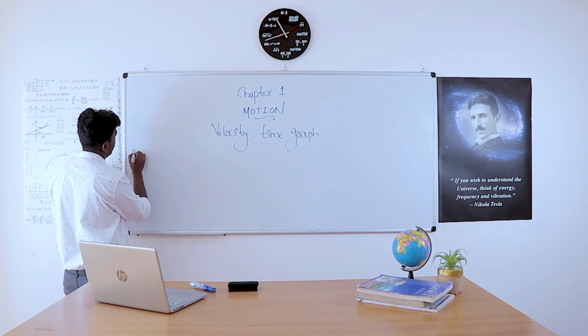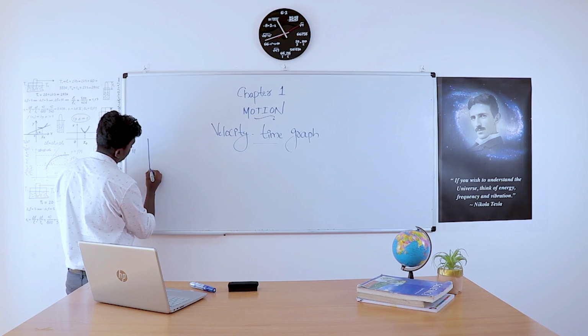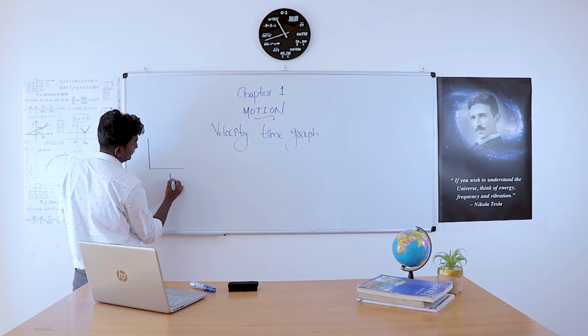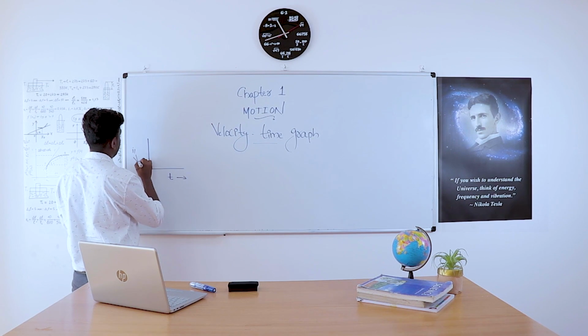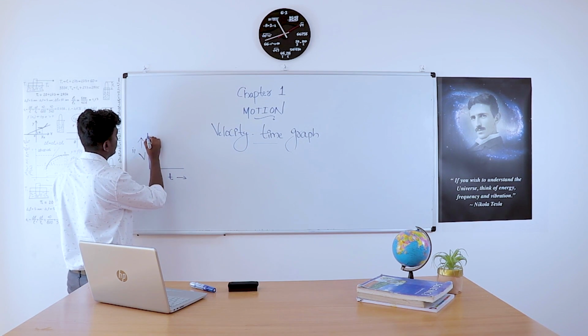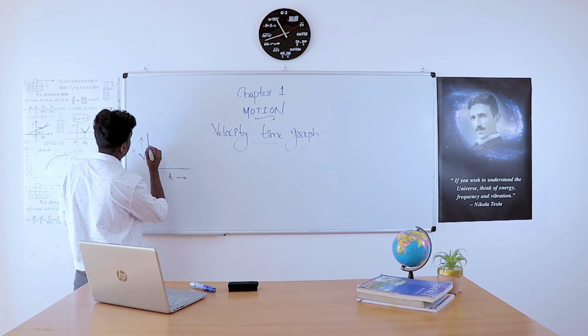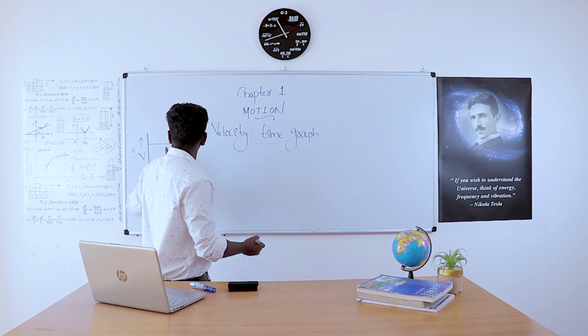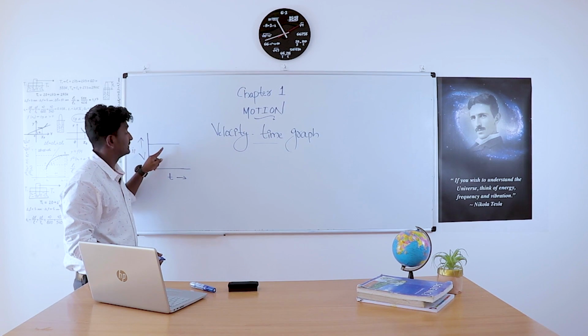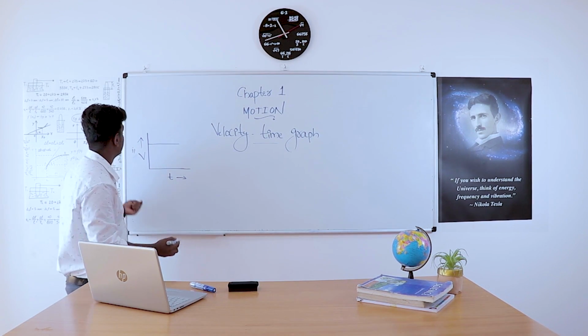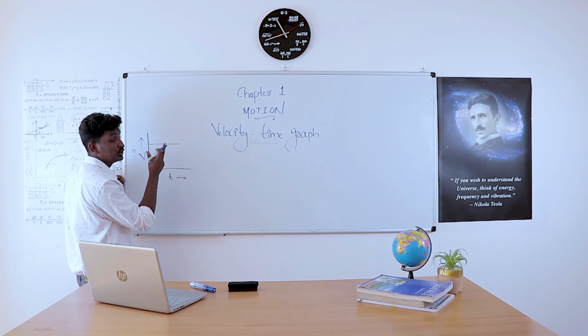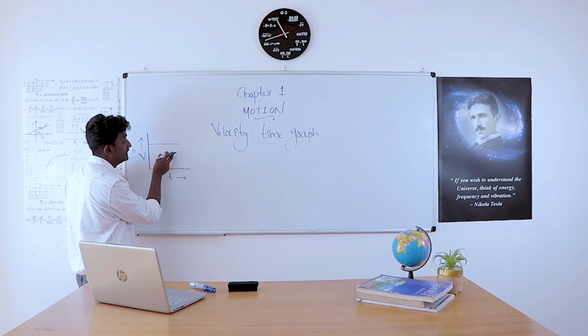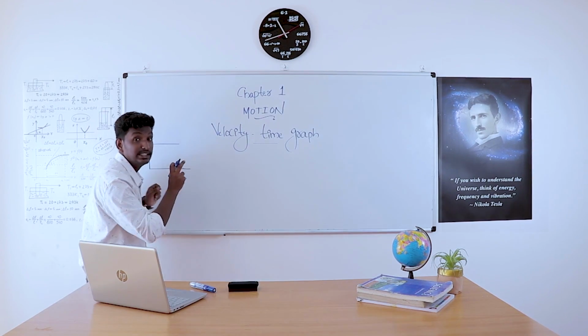First one, I'm drawing a graph with time along x-axis and velocity along y-axis. If we are getting a graph like this, that means a straight line parallel to the x-axis or a straight line parallel to the time axis. This means that in position time graph, a graph like this means the object is in rest.